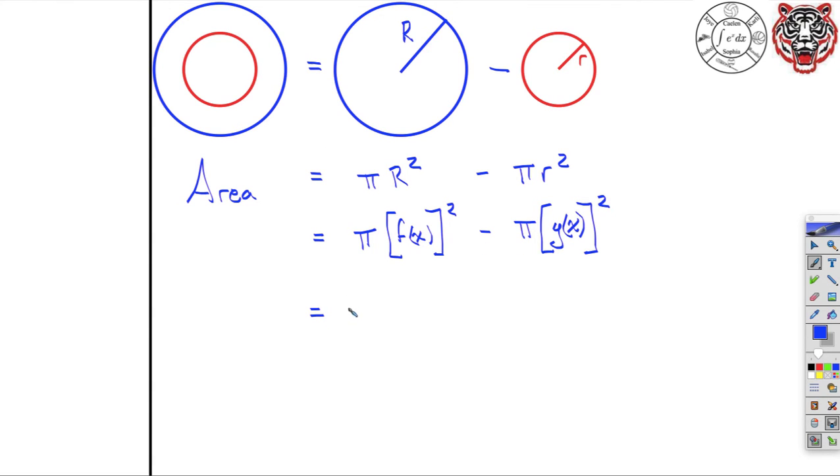Both these have pi in it, so I'm going to bring pi to the outside, and this is going to be just f of x squared minus g of x squared on the inside. F of x, all that quantity squared, minus g of x, all of that quantity squared. I do parentheses around this because you might have a negative, so I have to be careful about that.